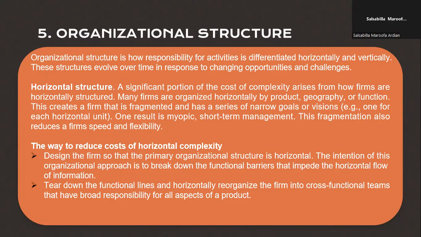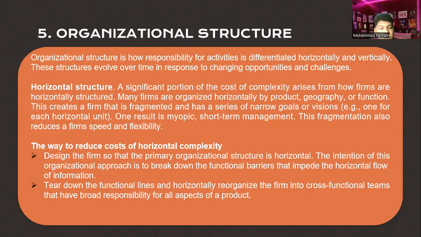Horizontal structure: a significant portion of the cost of complexity arises from how a firm is horizontally structured. Many firms are organized horizontally by product, geography, or function. This creates a firm that is fragmented and has a series of narrow goals or visions, for example, one for each horizontal unit. The result is myopic, short-term management. This fragmentation also reduces a firm's speed and flexibility.